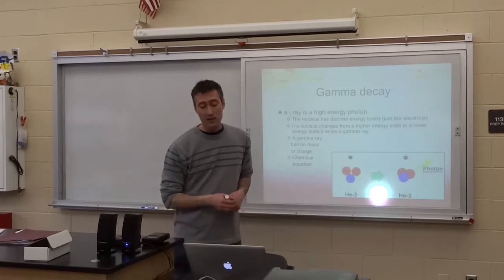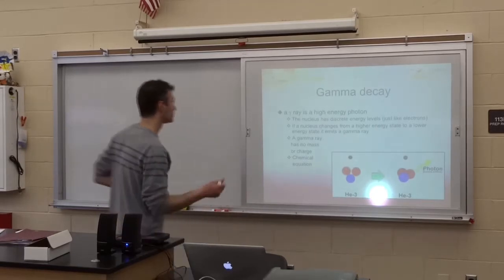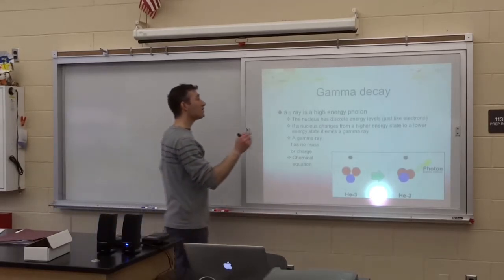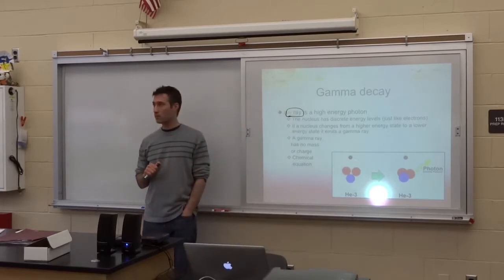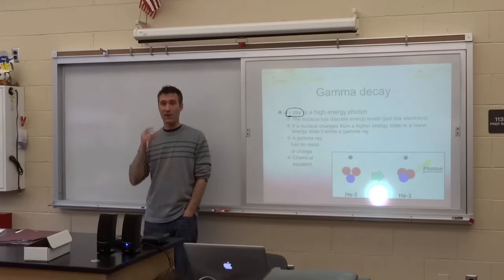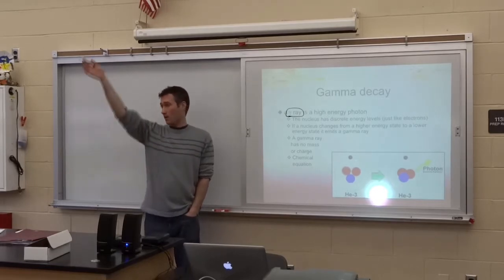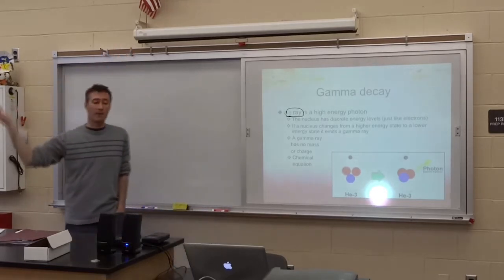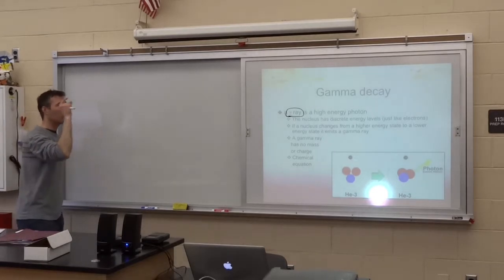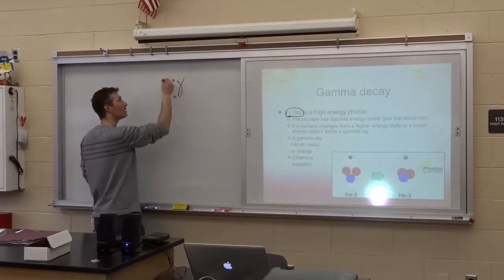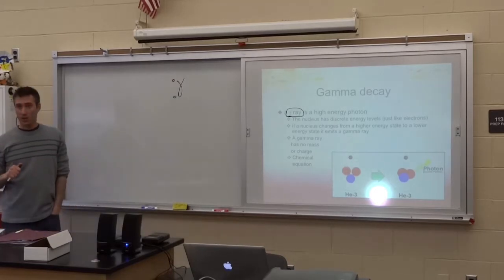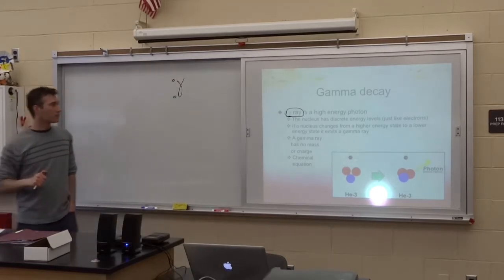Gamma decay is the simplest of all. All right? And the reason for that is that gamma is not a particle. It's just energy. It's a gamma photon, right? Just like a visible light photon, an X-ray, microwave, right? A gamma ray has no charge and no mass. So gamma decay is the simplest.